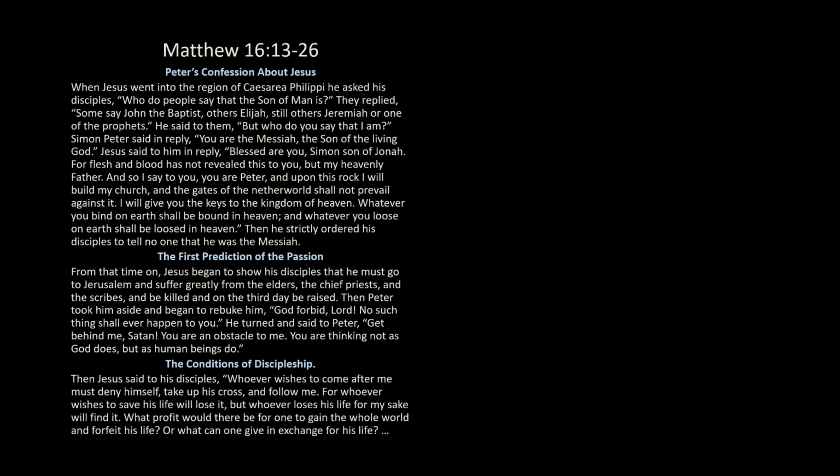I will give you the keys to the kingdom of heaven. Whatever you bind on earth shall be bound in heaven, and whatever you loose on earth shall be loosed in heaven." Then he strictly ordered his disciples to tell no one that he was the Messiah. From that time on, Jesus began to show his disciples that he must go to Jerusalem and suffer greatly from the elders, the chief priests, and the scribes, and be killed, and on the third day be raised. Then Peter took him aside and began to rebuke him. "God forbid, Lord, no such thing shall ever happen to you." He turned and said to Peter, "Get behind me, Satan. You are an obstacle to me. You are thinking not as God does, but as human beings do."